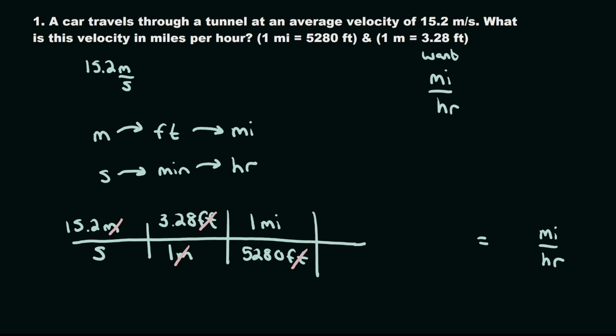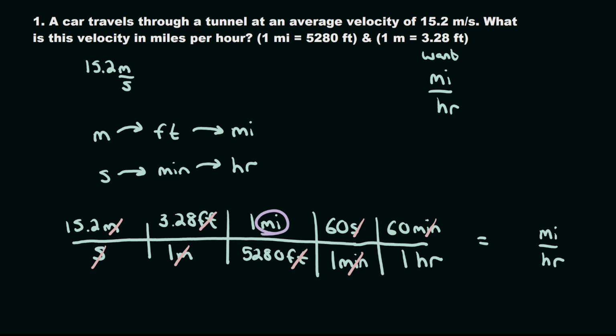Now we can convert from seconds to hours very easily, as we've done in the previous video, where 60 seconds is equivalent to 1 minute, and 60 minutes is equivalent to 1 hour. The reason I put these fractions as I did, with 60 seconds on top and 1 minute on the bottom, and 60 minutes on top and 1 hour on the bottom, is because this is the right orientation to cancel out our seconds and our minutes in order to get a final unit of miles divided by hours, or miles per hour.